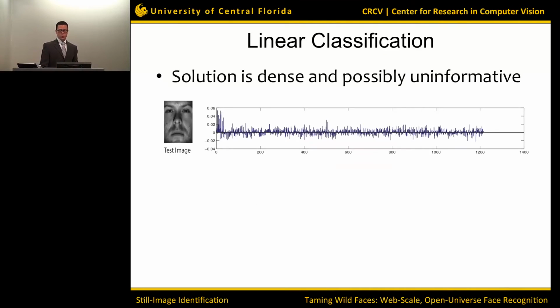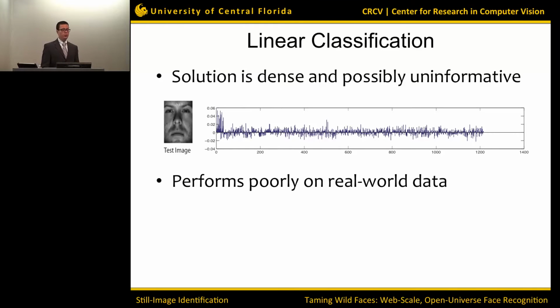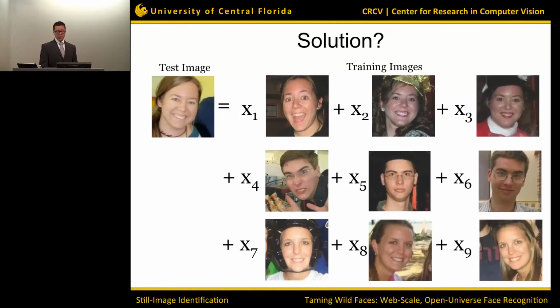Here I show an example coefficient vector that we get from an image from the controlled data set, Extended Yale B. And you can see that the best matches are concentrated here at the beginning, as shown by the magnitudes of the coefficients. The x-axis tells you the index into that training gallery. So even though it performs very well and quickly on controlled data sets, we found that it performs very poorly on real-world data. So what can we do?